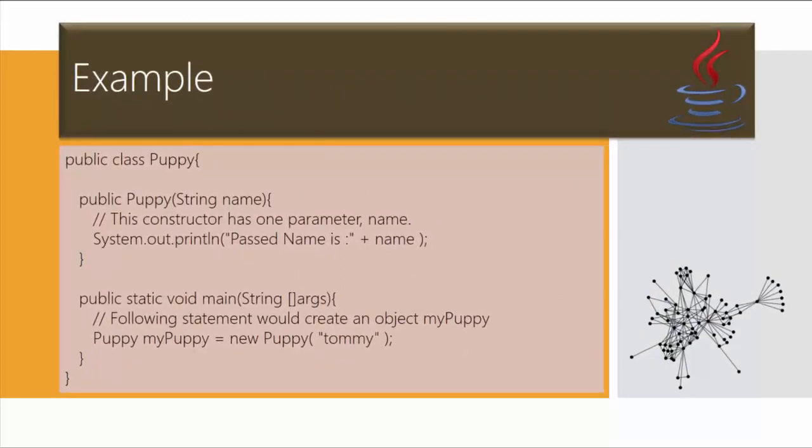Here's an example again, public class puppy. So we created a constructor that has one parameter called name, and then the passed name will be name as well. And then the following statement would create an object called my puppy.